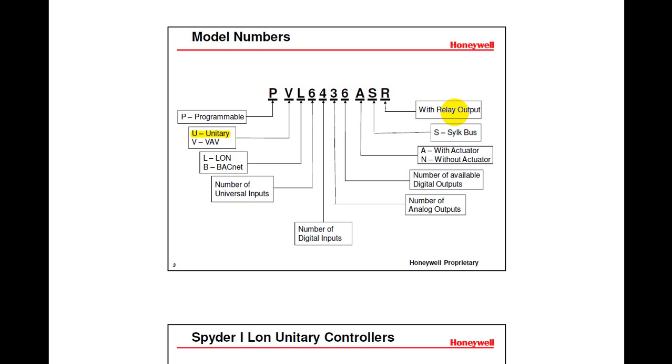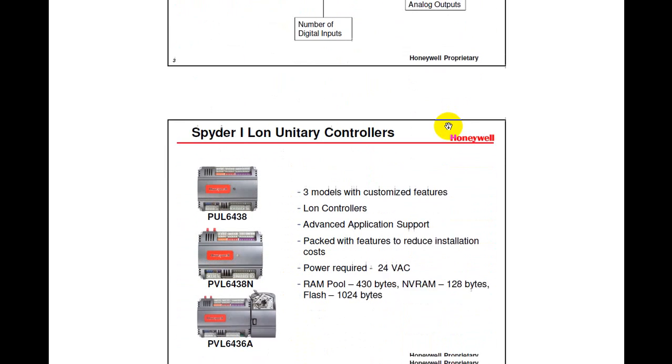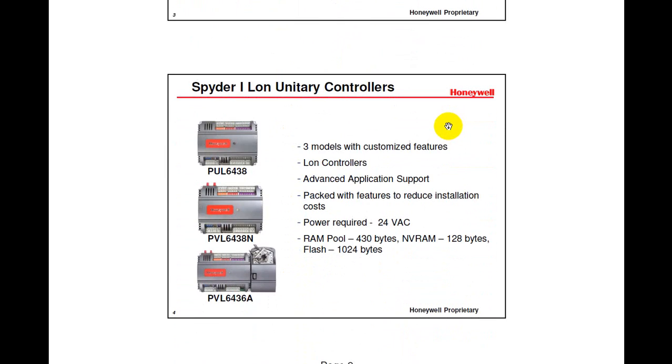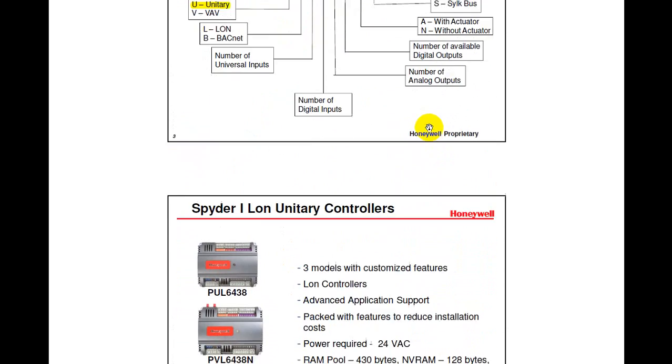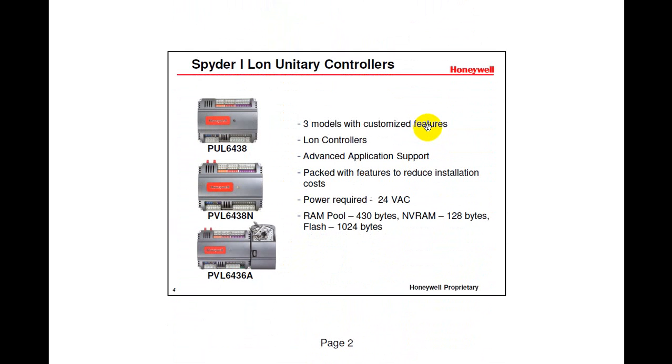Then here it shows you some of the features that LON Spyders have. 3 models are present. Then Sylk bus for TR70. TR70 is your space wall module. If you see on your kits, it has 3 controllers. This one is your BACnet Spyder, LON Spyder, and this is your space temperature wall module, TR75. This is TR75. Then there are a variety of wall modules present.